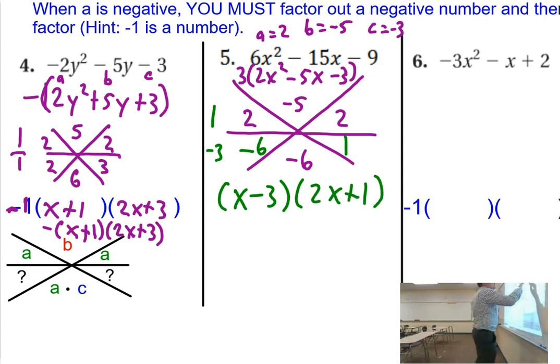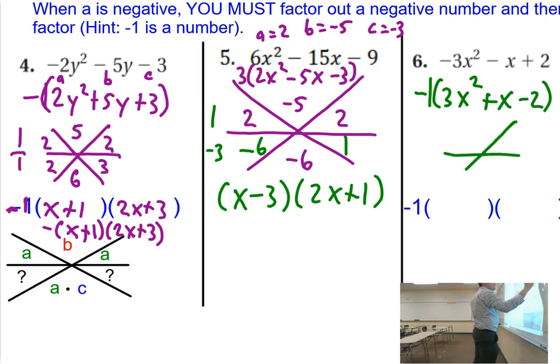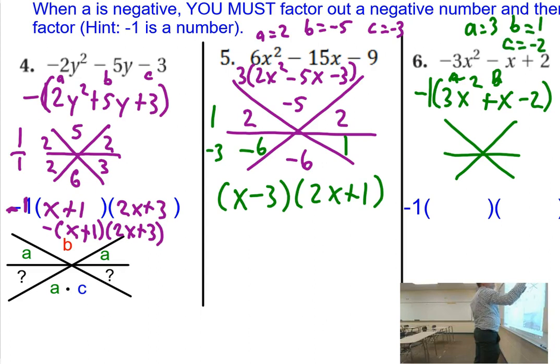All right, over here I can factor out a negative, or a negative 1 if you want to think of it that way. Left with 3x squared plus x minus 2. All right, then we set up the snowflake. So A is going to equal 3, B is going to equal 1, and C is going to equal negative 2. Okay, so the A's go here and here, B goes up here, and A times C would be negative 6.